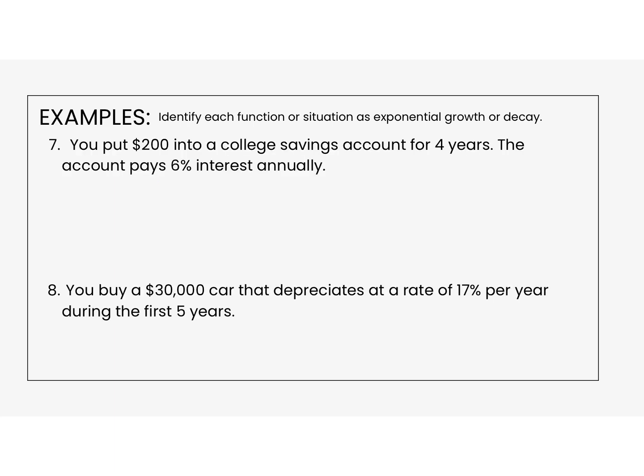Okay, what if I gave you a word problem like this and had you determine if it was growth or decay? So number 7, you put $200 into a savings account for 4 years. The account pays 6% interest annually. Well, is that money increasing or is it decreasing? In this case, it's increasing, so that would be growth. Second one, number 8, you buy a $30,000 car that depreciates, so that's kind of a keyword there, at a rate of 17% per year during the first 5 years. So depreciates means it's going down, so that is decay.